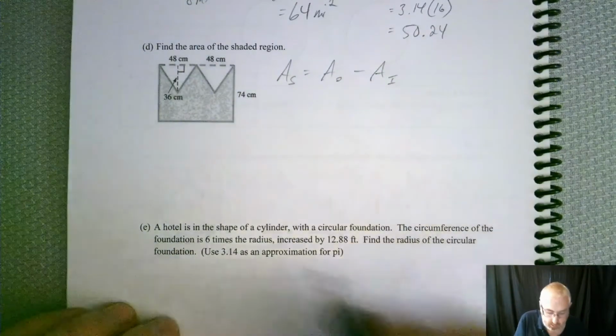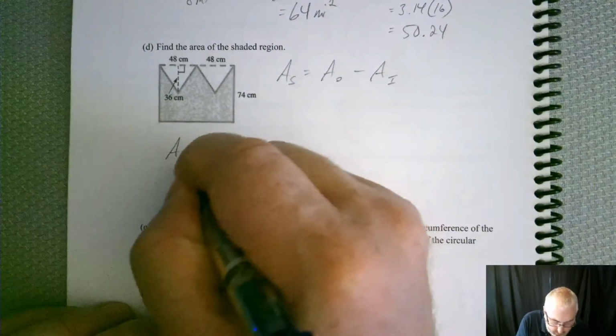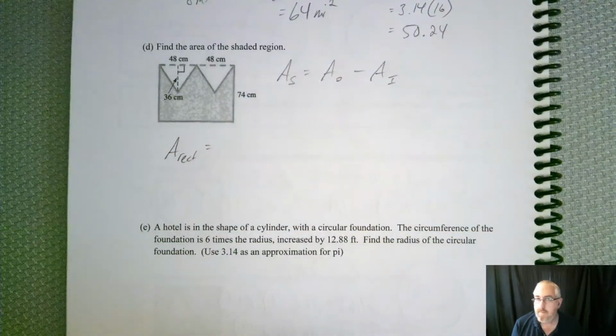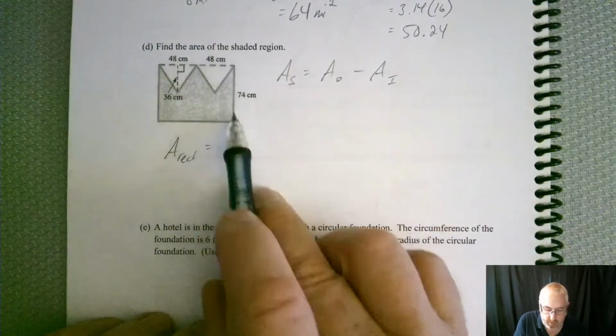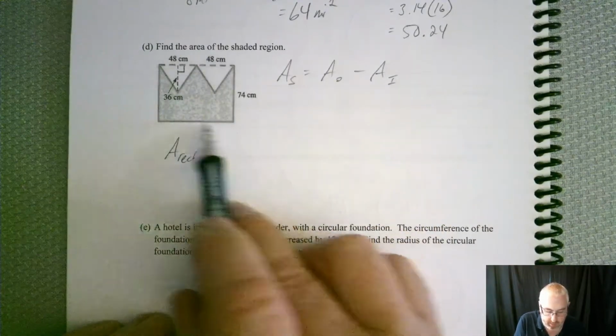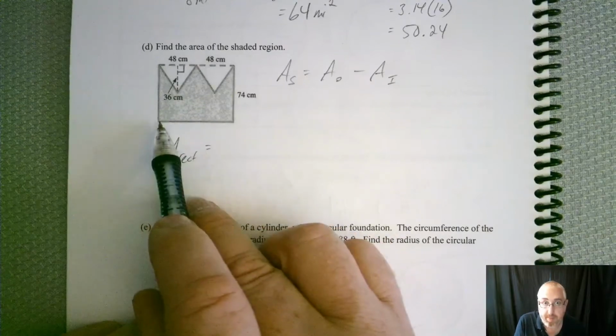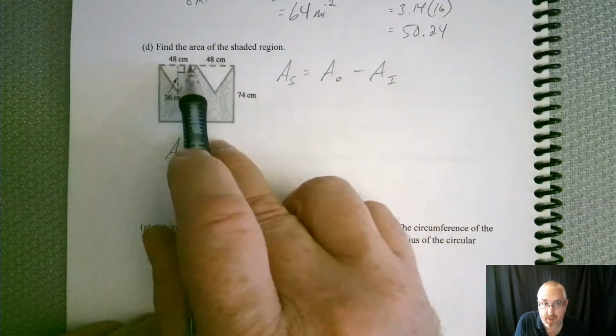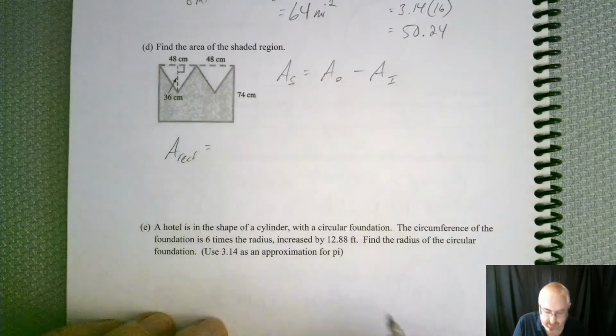Okay, so we got to get our area of a rectangle. So what are the dimensions of that rectangle? We got our one dimension here, which is 74. And then how long is it all the way across the bottom? Better be the same as all the way across the top, right? So we have 48 and 48, which is 96.